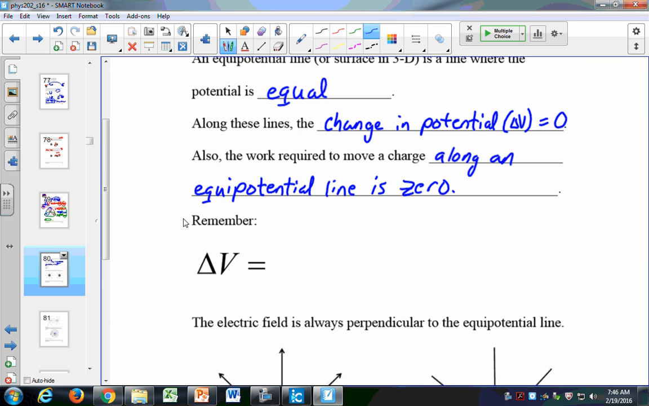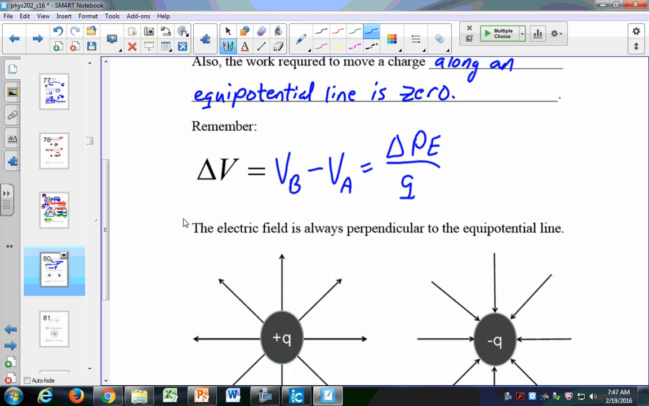If you remember, delta V is equal to V final minus V initial, I'll just call it VB minus VA. And so this is equal to our delta PE over Q. So if along an equipotential line delta V is equal to 0, that means that my potential energy isn't going to change. And if my potential energy doesn't change, that means that the work required to move a charge along that line is equal to 0.